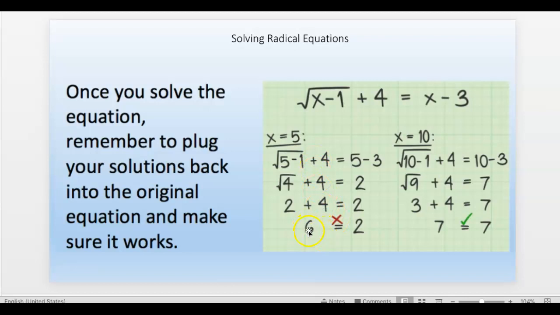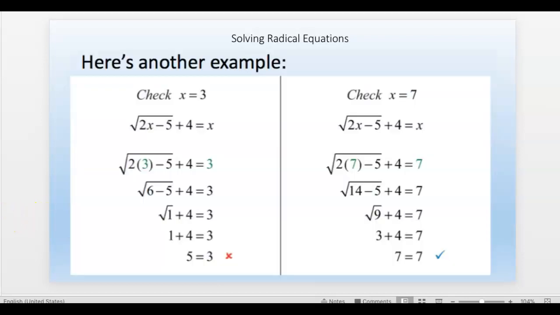When we solve this, we get 6 equals 2. Well, 6 doesn't equal 2. So make sure you do that. Only 10 is the right answer here, even though the 5 showed up when you solved this algebraically. And here's another example where you ended up with 2 answers when you solved this. You plug it back into the original equation. The 3 does not work, but the 7 does work.